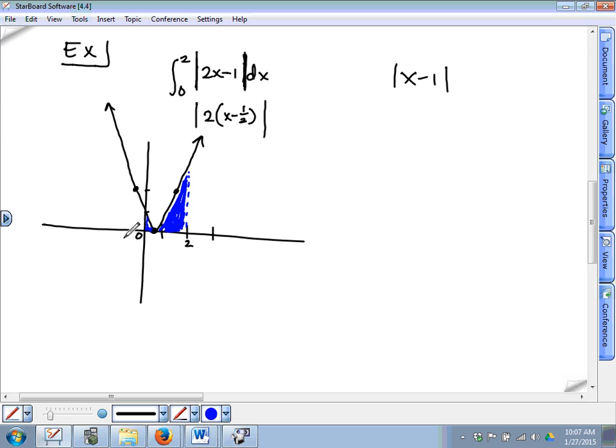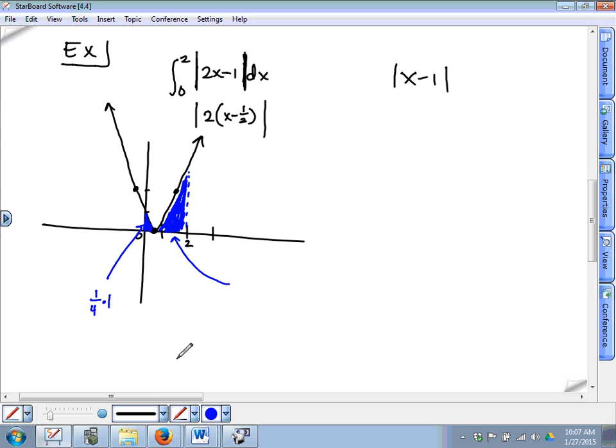You guys remember how to find the area of a triangle? Base times height divided by 2. So let's try this little teeny one here. What's the base? 0.5. So what's half of that? 0.25. And what's the height? 1. Okay, so the area of this triangle is 1/4 times 1.